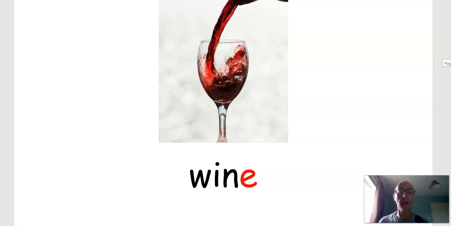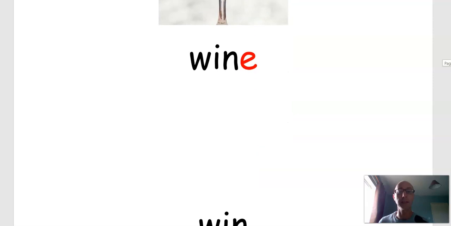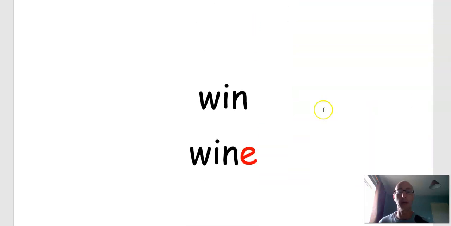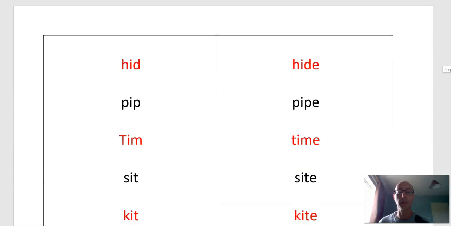So this happens in every word where we have an E at the end. Let's look at some examples. So again, this is win, wine. Remember, the I changes its sound. So let's read a little bit. We can read the first two words here.